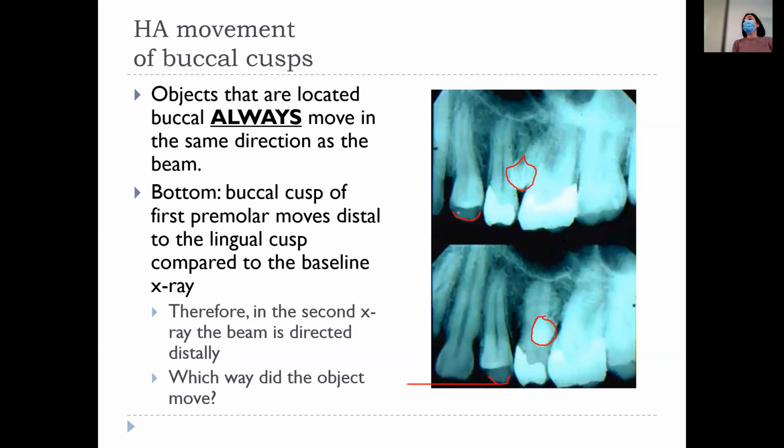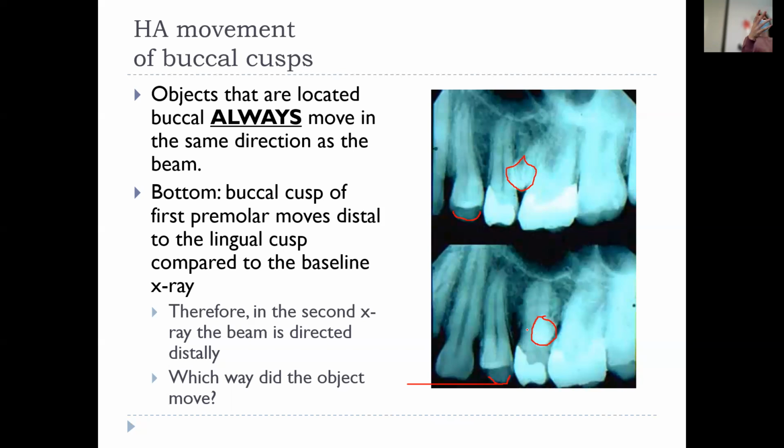But basically, since we identified the buccal cusps, so here's our buccal cusp, and we see how our buccal cusp moved distally, and we know buccal cusps move in the same direction as the beam. So the beam moved distal, the buccal cusp moved distal. So we have that going for us. And then what we can notice is that this supernumerary tooth moved from this distal location between the premolar and the molar, and now it's hovering more over the premolar. So the supernumerary tooth shifted mesial, not in real life, but just in the image.